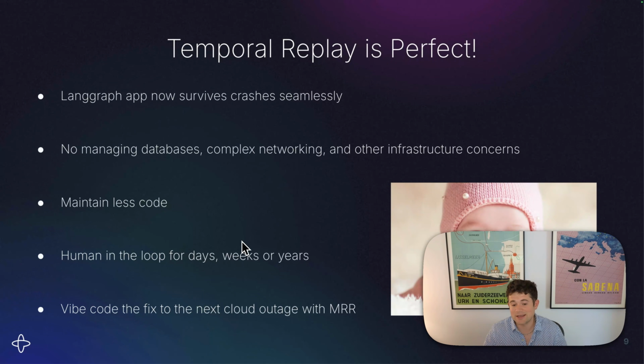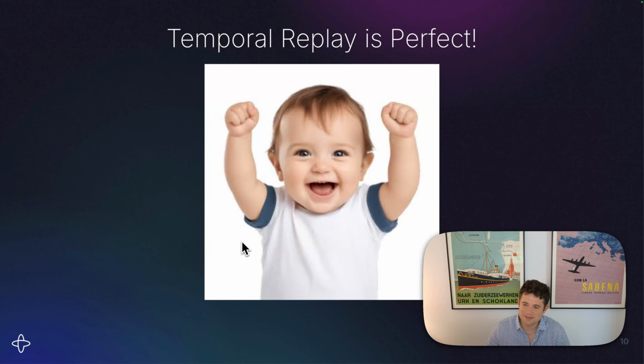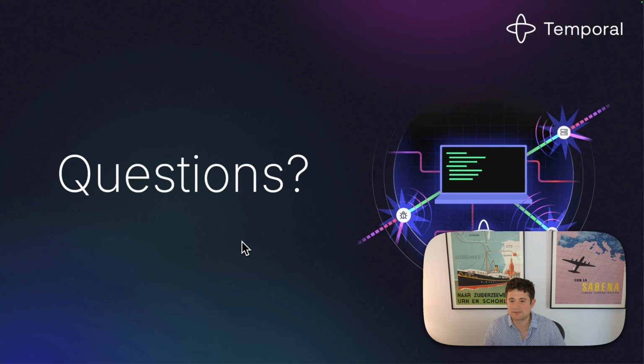We don't need to manage any kind of databases, do any networking, or deal with any other infrastructure concerns to make that happen. We maintain less code. We can do pretty much endless human in the loop without consuming resources when the agent is idle. And maybe if we're lucky, we can even vibe code a fix to the next cloud outage with multi-region replication. So this is awesome, right? Well, let's see it in action.